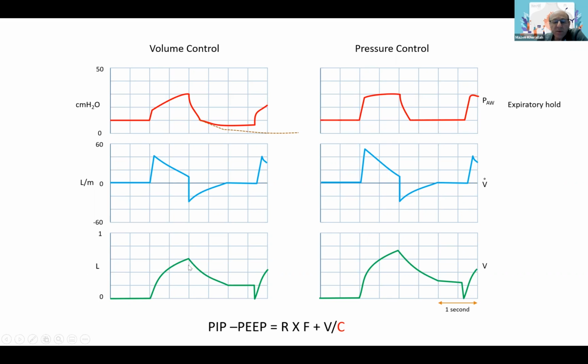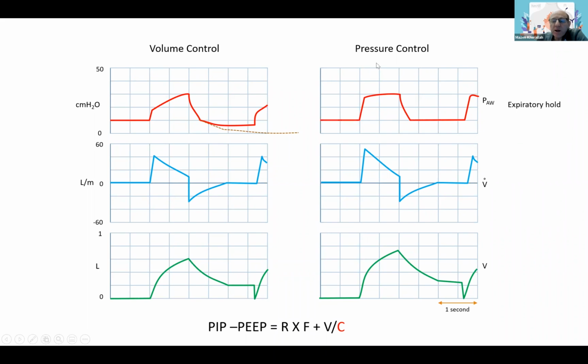If you put volume control mode of ventilation and you want the patient to get 500, he's losing 100, so you're going to lose volume because the patient is not going to be able to get all the volume. Okay, the pressure would go down.